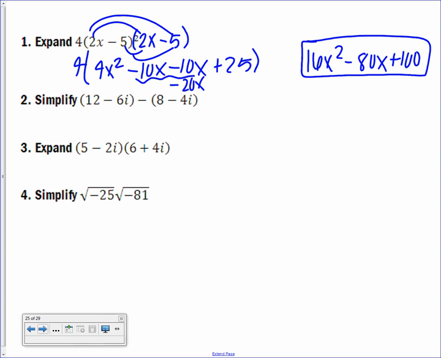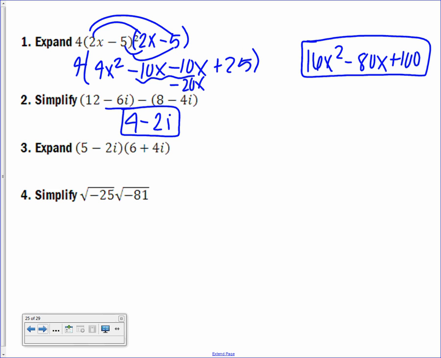Number 2 is working with i's. So I have 12 minus a -8. So 12 minus 8 is just 4. And then -6i minus a -4i is really -6i plus 4i, which would be minus 2i. So that's just working on combining like terms.